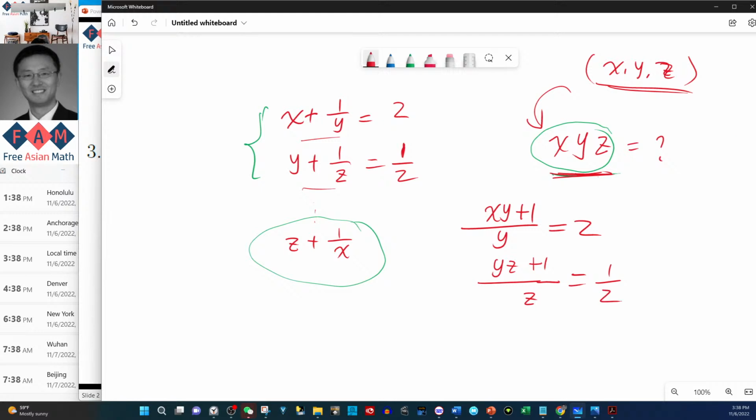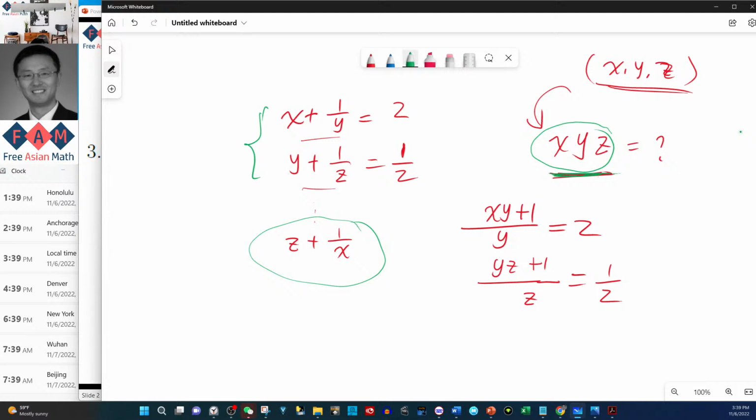However, you do observe that there's something interesting, because we want to get something close to what we want, that's x, y, z multiplied together. So at this point, we are really being tested on how to cleverly manipulate those algebraic expressions.